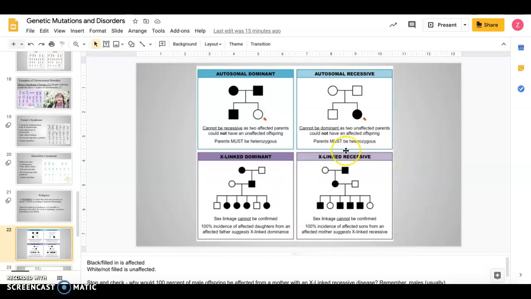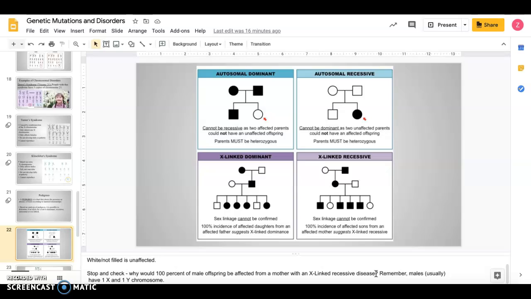In X-linked recessive, we start out with our parental generation. The father has the disease, which is passed on to the daughter, and the daughter then reproduces with a male that does not have the disease, and 100% of the sons from the affected mother have the disease. So that suggests X-linked recessive.